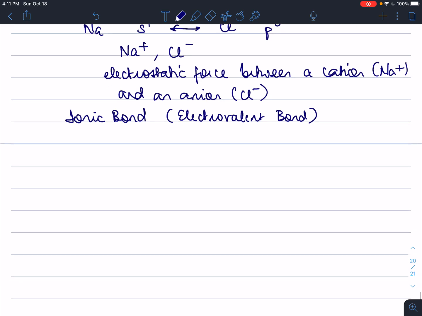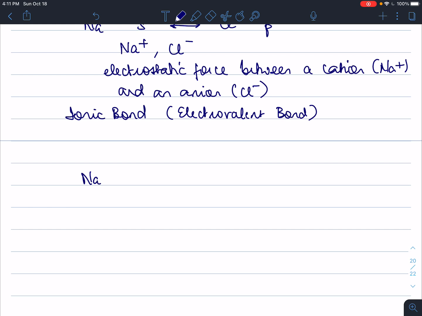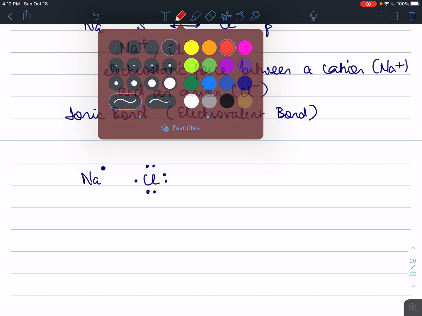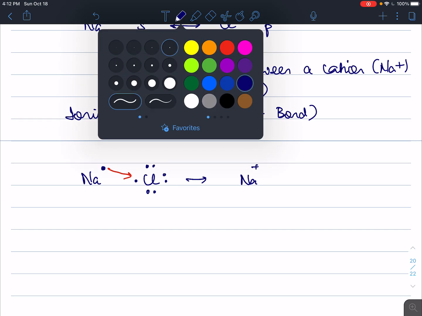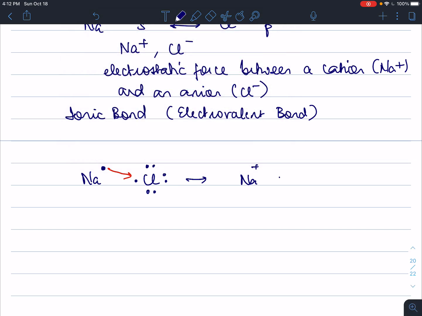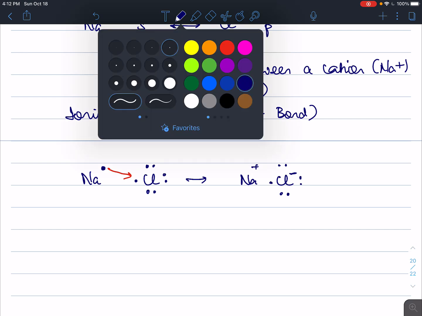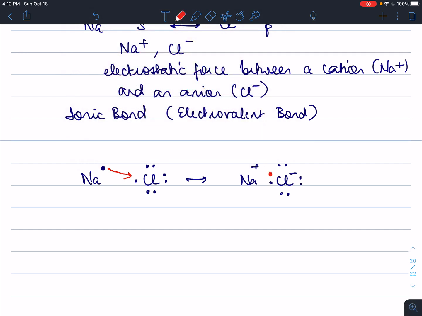Let us draw the electron dot structures of these two. So Na has 1 electron, chlorine has 5 electrons in its outermost subshell, but 7 electrons in its outermost shell. So what happens is this gets transferred completely to give you Na with nothing or a positive charge, and chlorine with a negative charge with 1, 2, 3, 4, 5, 6, 7 and 1 extra electron that it picked up from sodium. So this is how an ionic bond is formed.